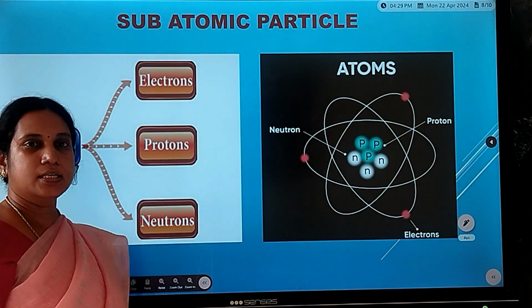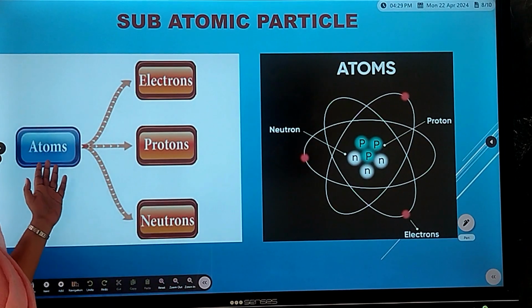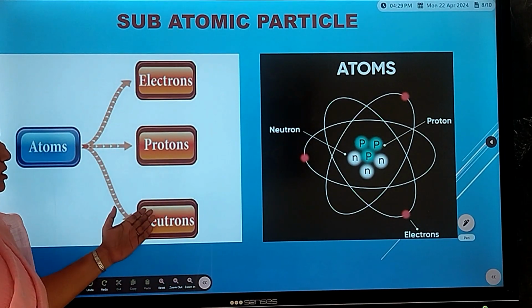Next, we can see about subatomic particles. So atoms are made up of electrons, protons, and neutrons.